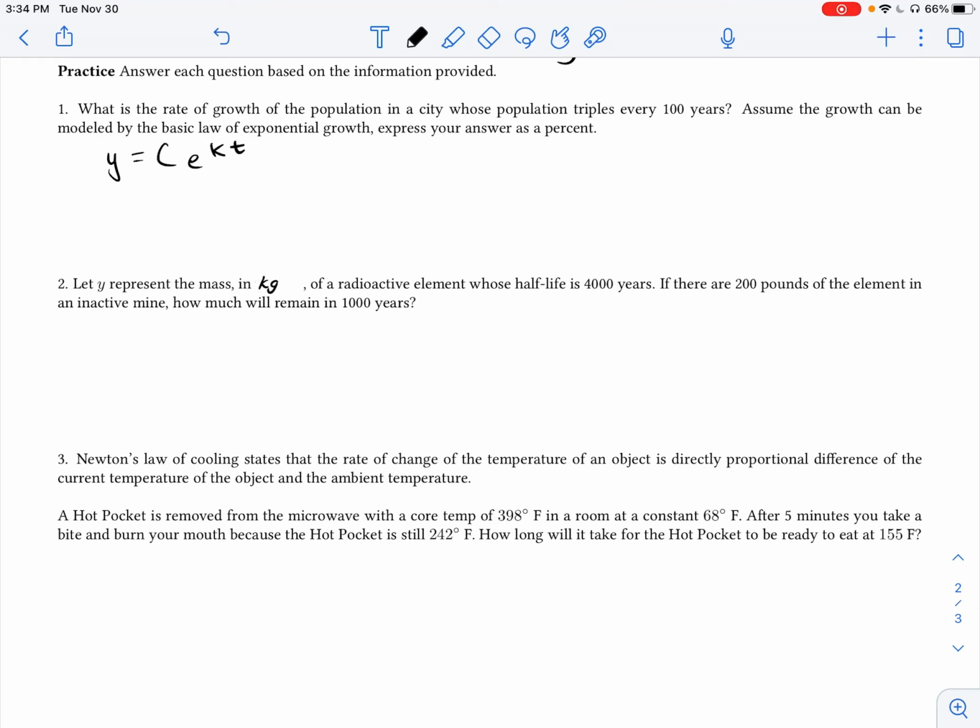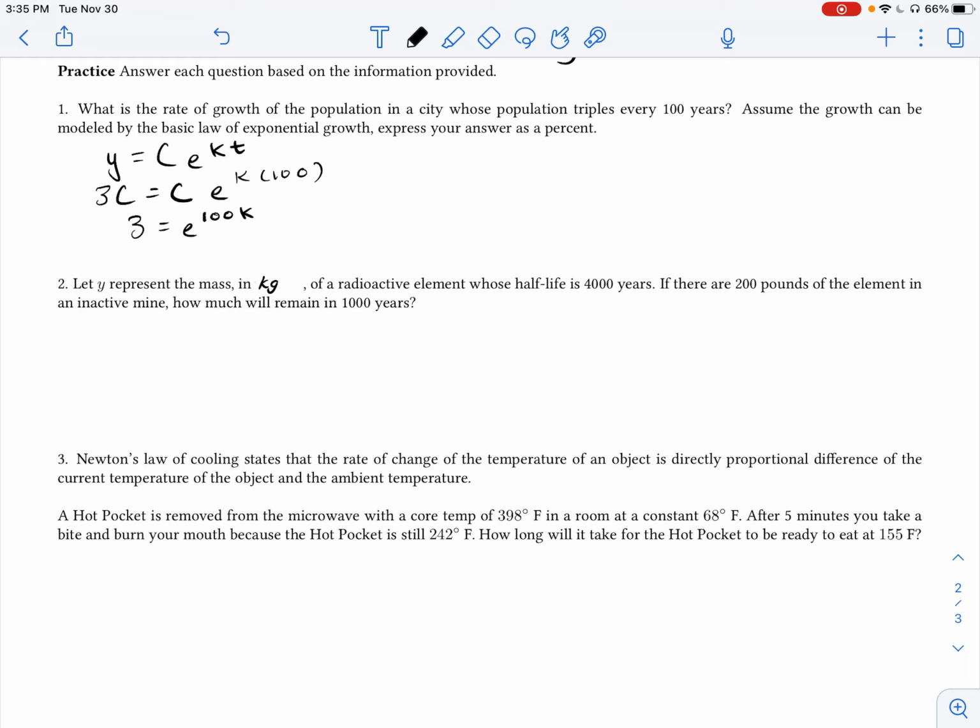Okay, based on this, if the population is tripling every 100 years, we're saying that y, the amount of stuff at a certain time, is going to be 3 times whatever your starting value is. Your k is what we're effectively going to be solving for, and your time is 100. Now, we didn't actually really need to write these c's here, because if we divide both sides by c, you're going to get the following here. So you could actually just jump right into this step if you know that your initial population is going to be tripling after 100 years.